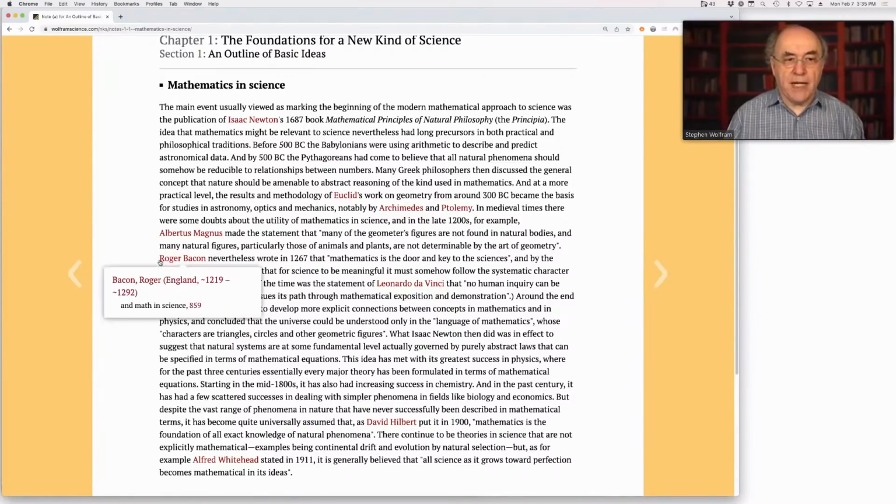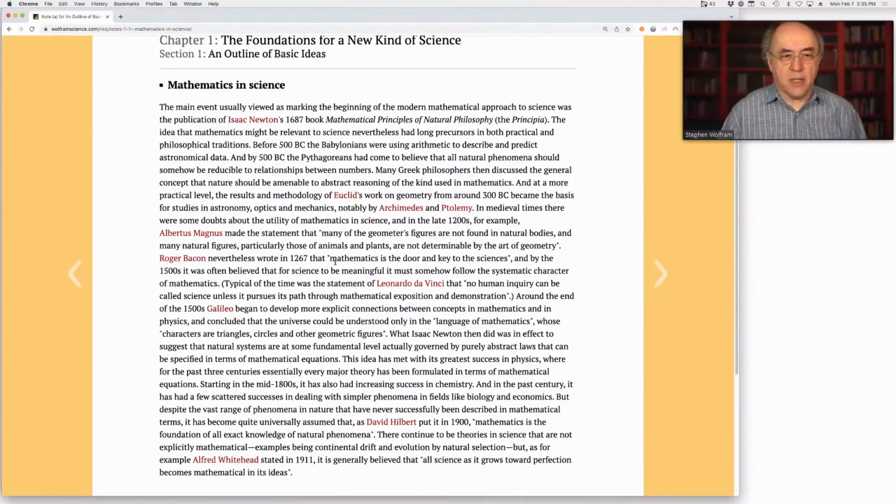But Roger Bacon, 1267, was writing that mathematics is the door and key to the sciences. And by the 1500s, it was taken for granted that if science was going to be truly meaningful, it somehow must have the systematic character of mathematics. Leonardo da Vinci wrote that no human inquiry can be called science unless it pursues its path through mathematical exposition and demonstration. Now, what Leonardo da Vinci meant by mathematics is probably in many ways the same kind of thing as is meant by mathematics when it's taught in school today.